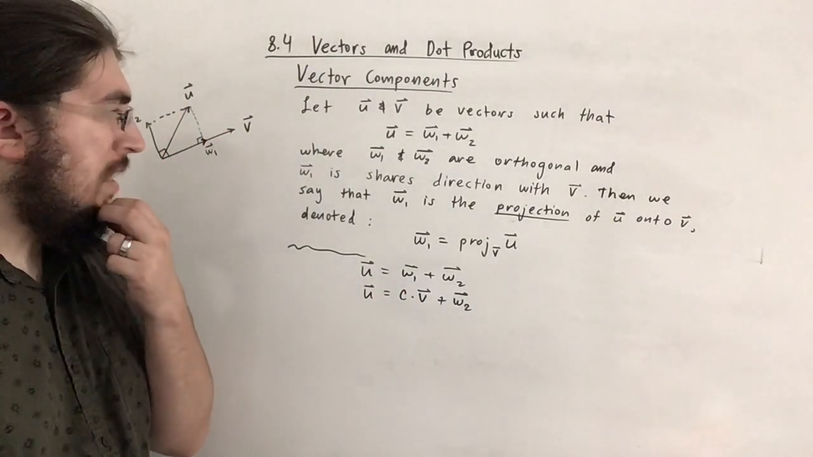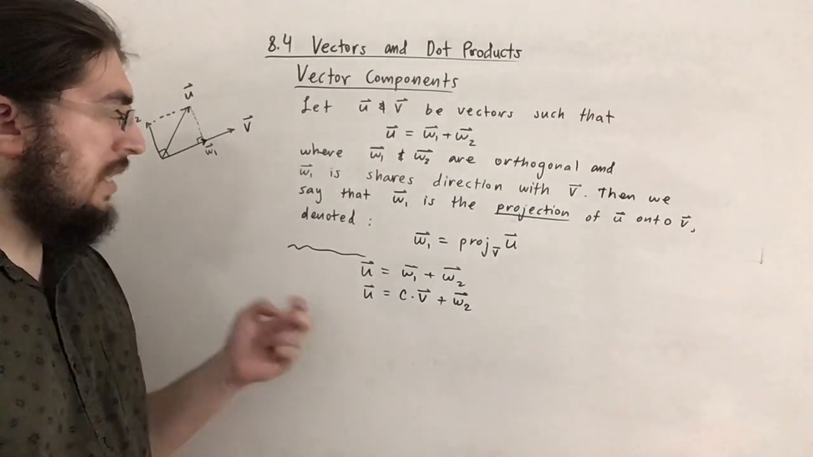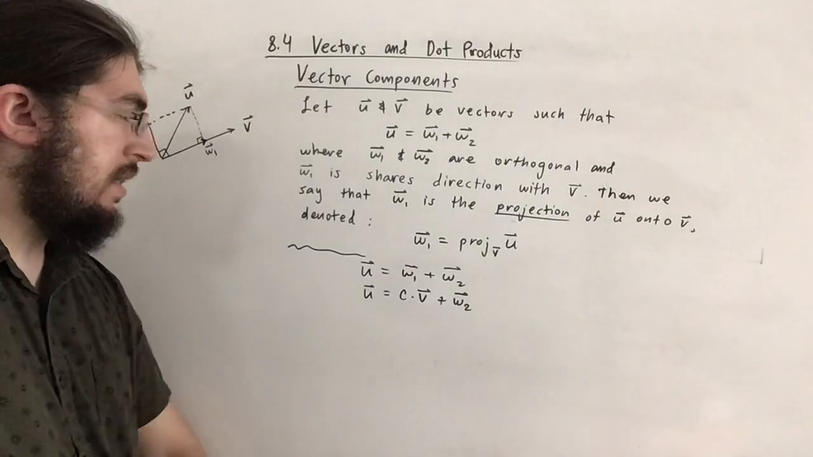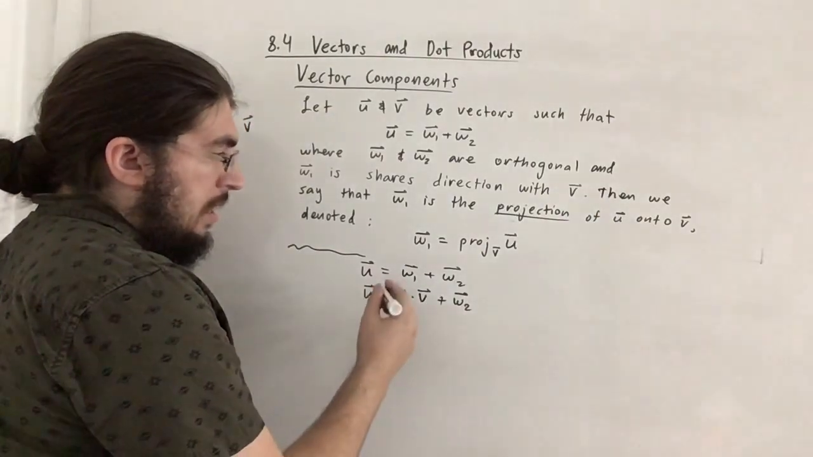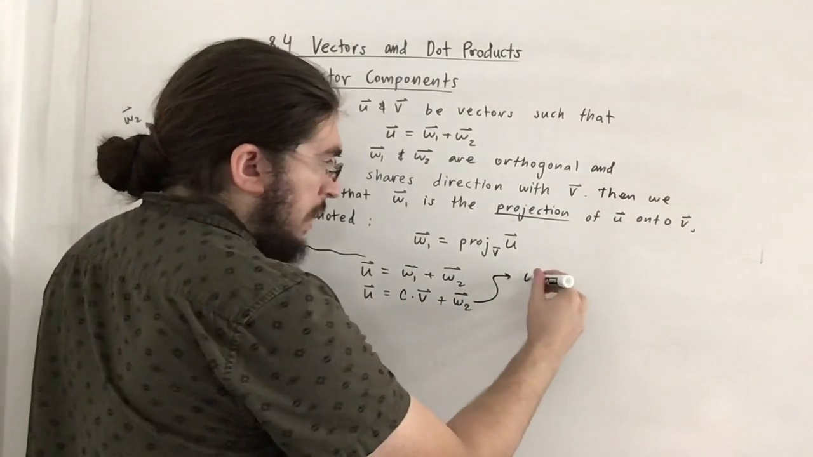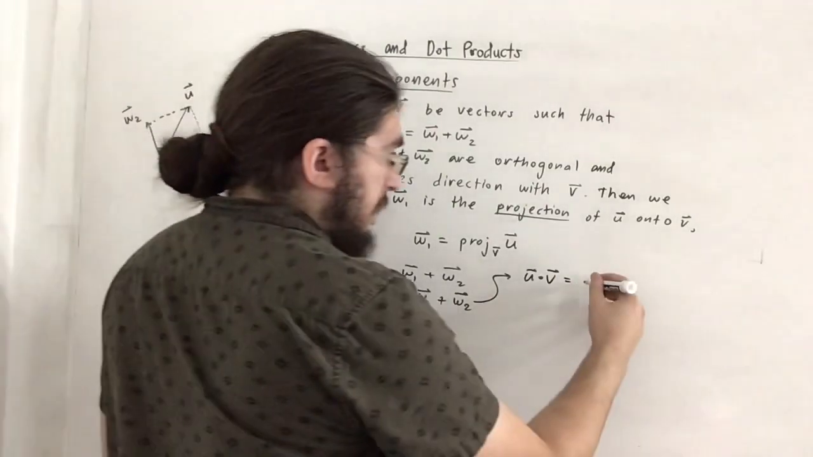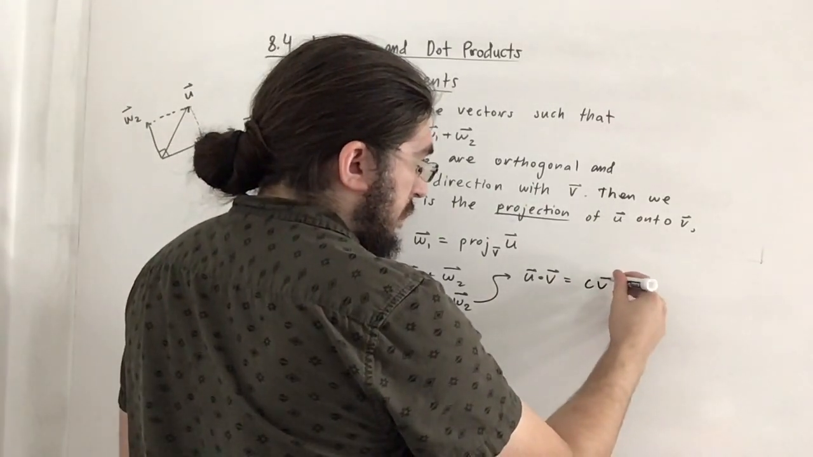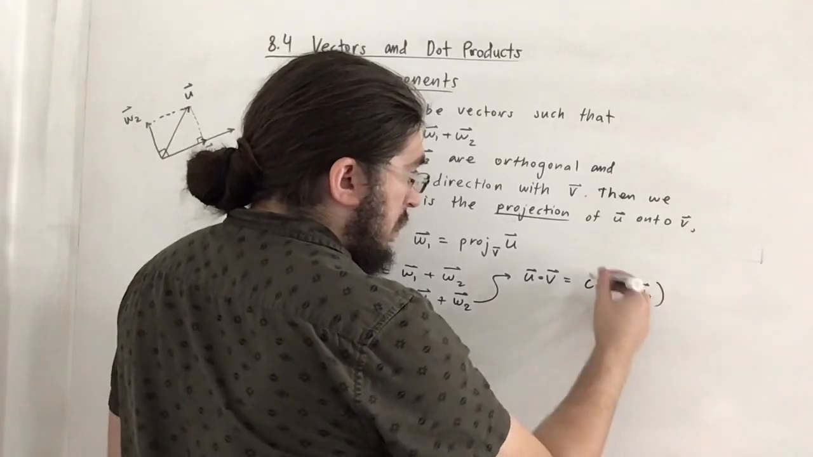So we know w1 and w2 are orthogonal, but what I want to do is take the dot product of u and v to see if we can see something. Basically, I'm going to take the dot product of both sides, and we get u dotted with v is equal to cv plus w2 dotted with v.